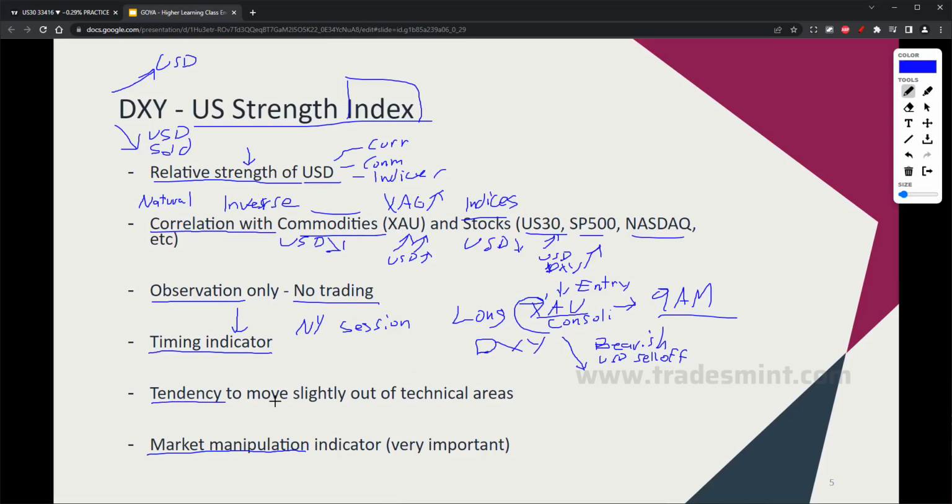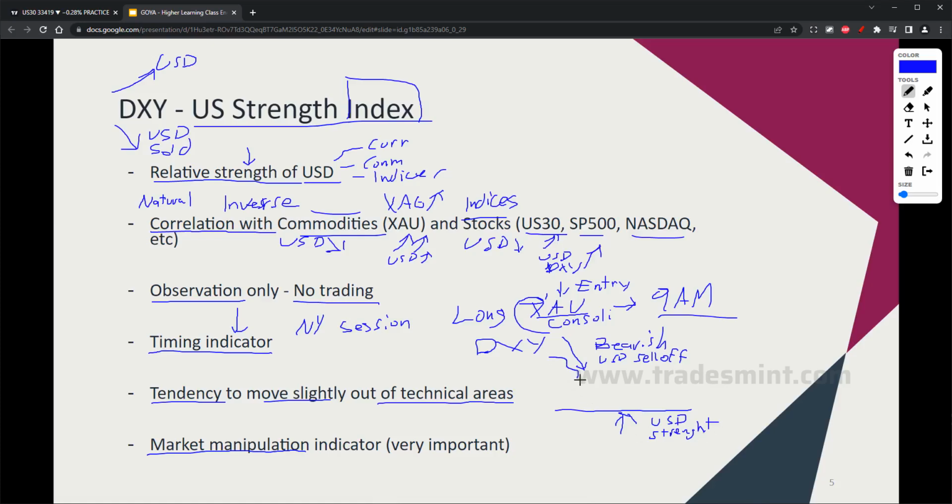It has a tendency to move slightly out of technical areas, so it tends to leak if you're looking at fib levels or psychological levels, or even moving averages. DXY is not the most precise instrument, so if you have a large support here, that could be used as a level, for example, for USD strength, and you're expecting DXY to bounce on it.